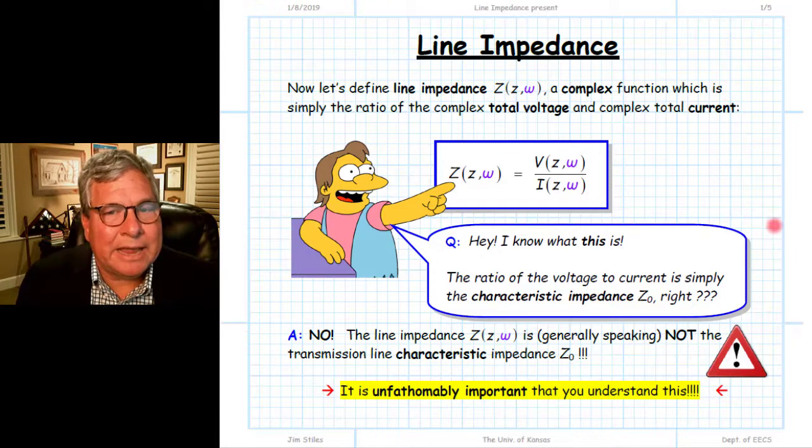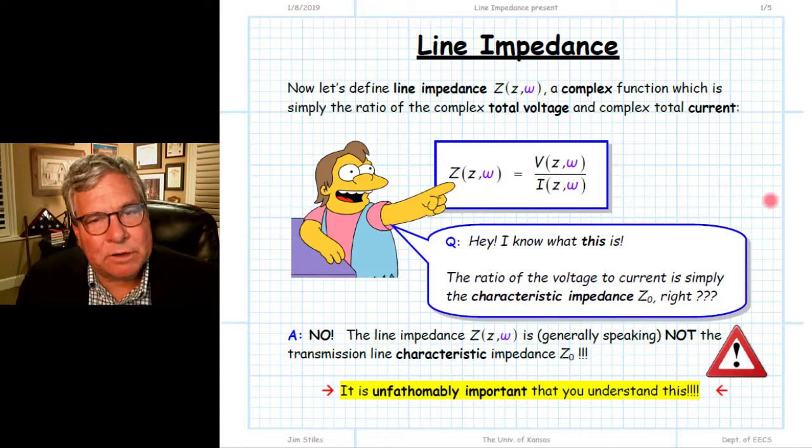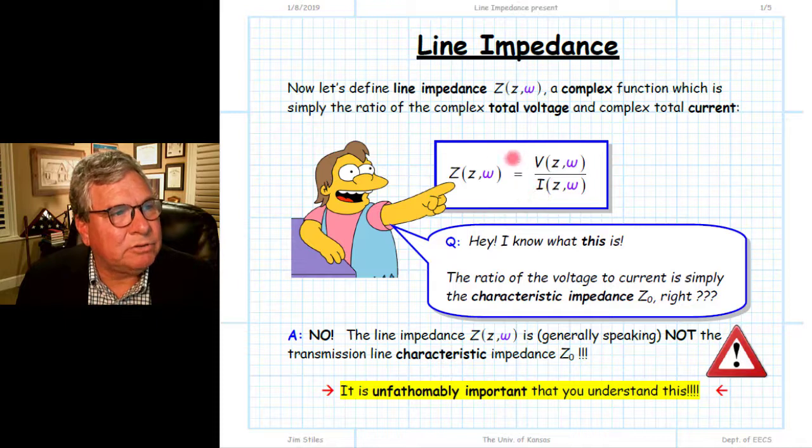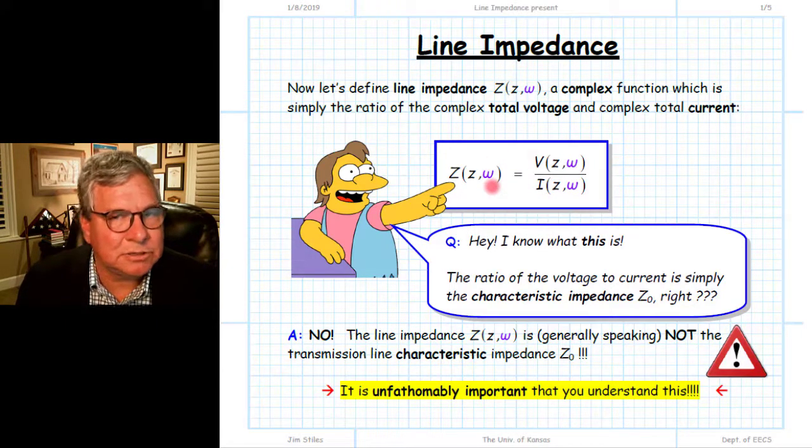We're going to introduce a new complex function of position Z, which we call the line impedance function. And it's simply the ratio of the total voltage, a complex function of position Z, to the total current, a complex function of position Z. We take the ratio of those two things, and no surprise, we get a complex function of position Z.